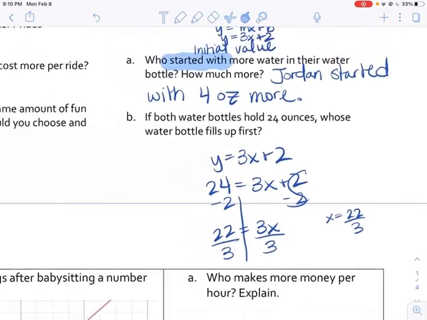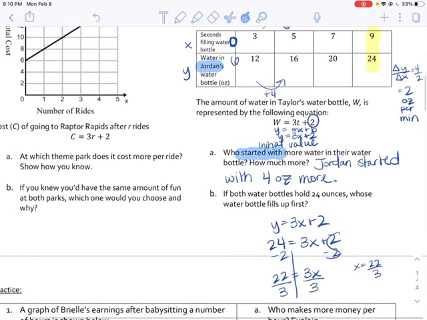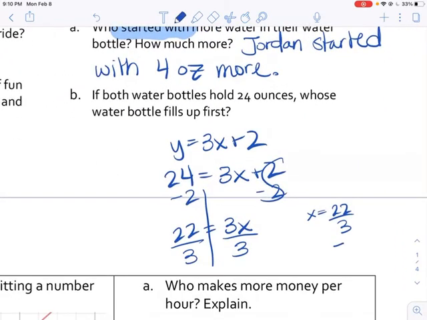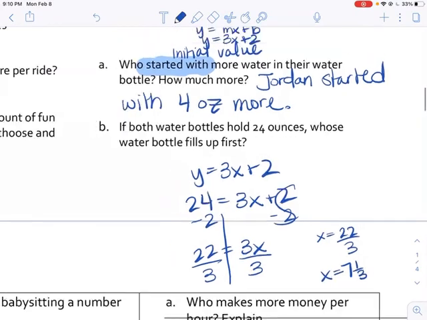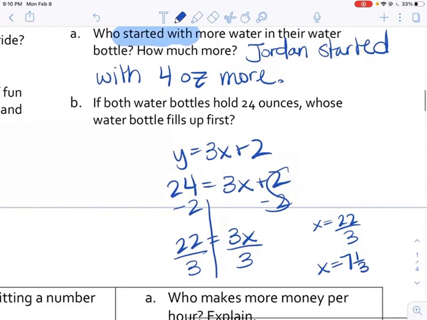All we have to know is whose water bottle fills up first. So is 22 thirds going to be bigger or smaller than 9? Well, 21 thirds is 7. So this is like 7 1/3. So we know that Taylor's water bottle will fill up first.